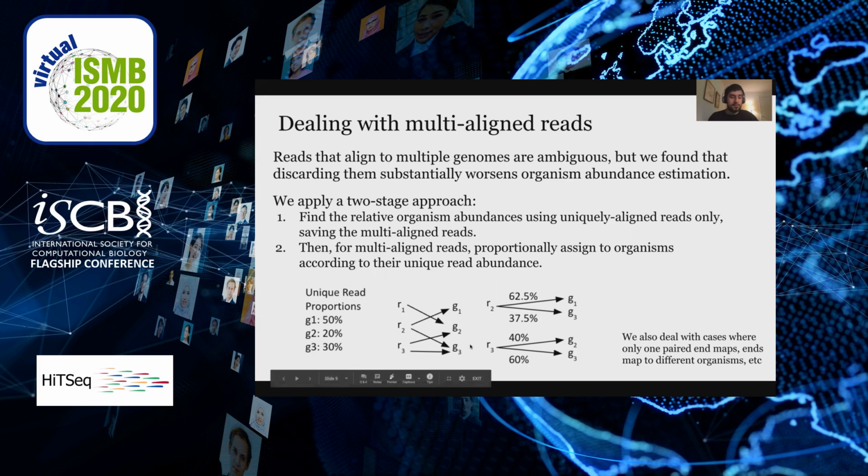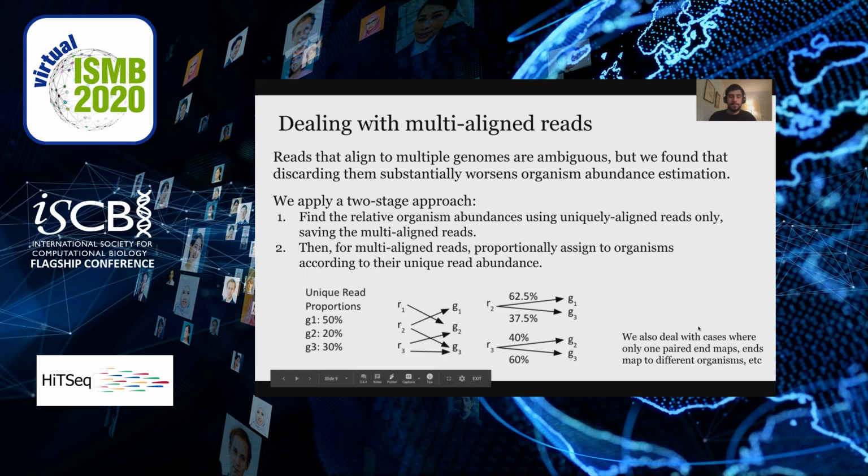So I have a little toy example here. We have 3 genomes, 1, 2, and 3, that are 50, 20, and 30% of the sample based on the unique reads. And then read 3 here maps to genomes 2 and 3. And relative to this set of genomes 2 and 3, genome 2 is 40%, since it's 20 divided by 20 plus 30, and genome 3 is 60%. So we assign 40% of read 3 to genome 2 and 60% to genome 3. So we're not explicitly classifying reads, we're just trying to find the most accurate abundance estimation possible.